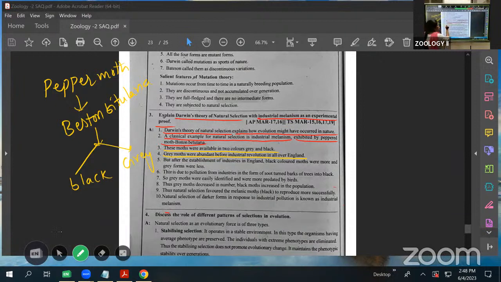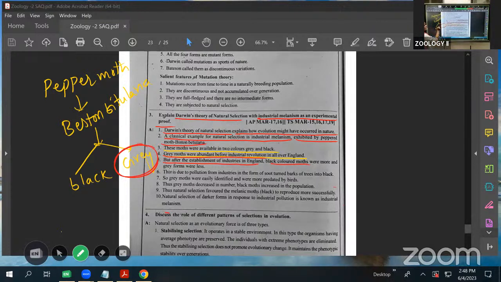That's why gray moths are more abundant before the Industrial Revolution in England. But after the establishment of the industries in England, black moths are more; before the industrialization, the gray moths are more. Why? The tree barks are almost gray in color only. The moths settle on the bark and are not visible to the predators. That's why they are more before that.